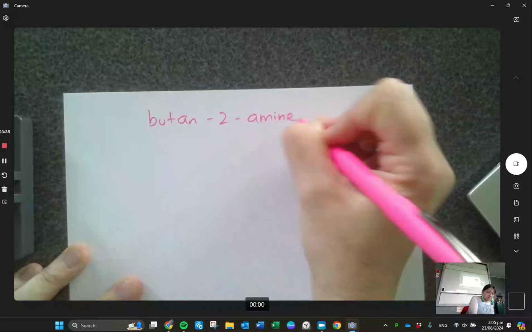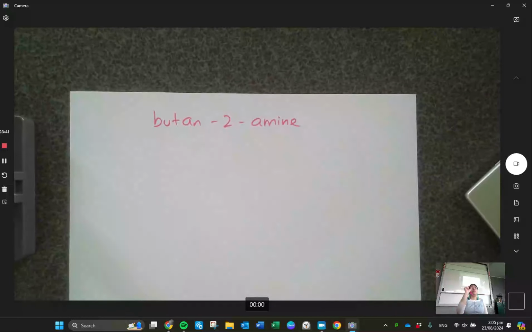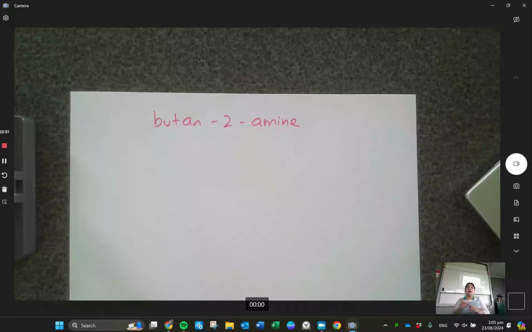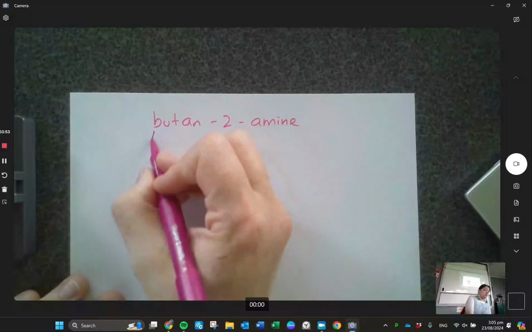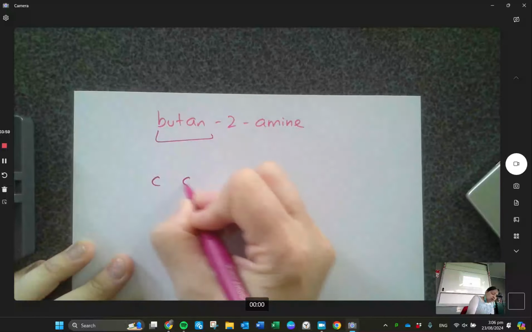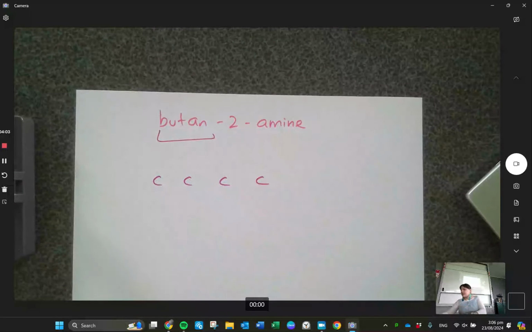Butan-2-amine. So the whole idea of what we're doing now is we've learned the basic naming rules, and now we're trying to learn how to tack on the functional group naming. First thing we're looking at is the parent chain and figuring out how long it is. We see the word butan. So how many does that tell you? 4. So I'm going to draw 4 carbons down. 1, 2, 3, 4.